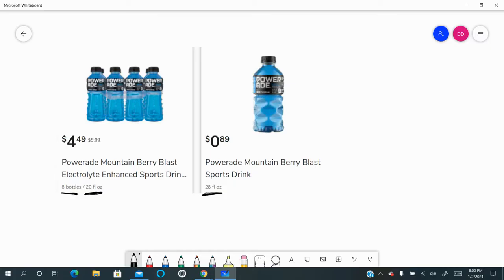I know this one bottle of Powerade has 28 ounces, but how many ounces are in this bundle? Well, I have 8 bottles. Each one of them is 20 ounces. That's a total of 160 ounces of Powerade. So take a minute to find the unit rate for each one of those, and let's see what the better deal is.